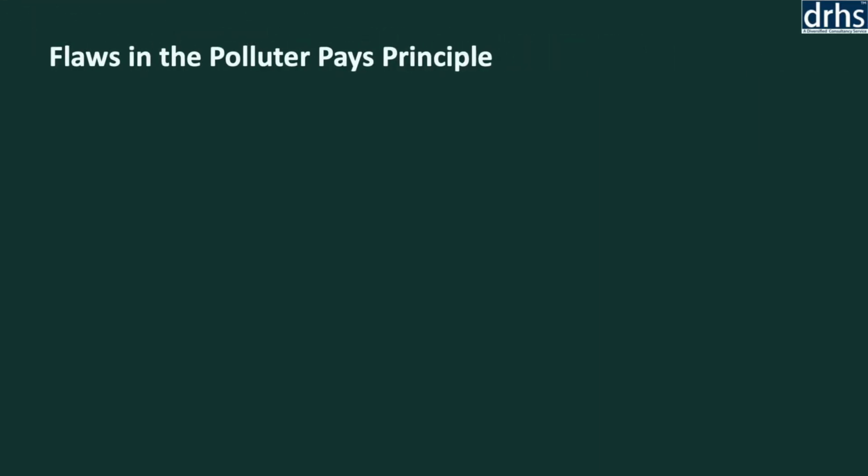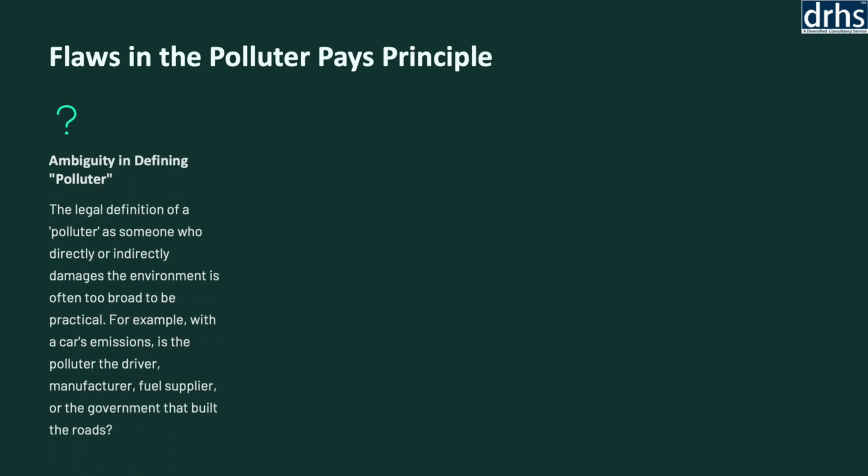The implementation of the Polluter-pay principle in India encountered several critical challenges that hinder its effectiveness. The first one is ambiguity in defining the polluter. The term polluter lacks a precise legal definition, leading to difficulties in pinpointing liabilities. Environmental degradation often results from the cumulative action of multiple entities, making it challenging to attribute responsibility to a single source. This vagueness can result in regulatory gaps and inconsistent enforcement.